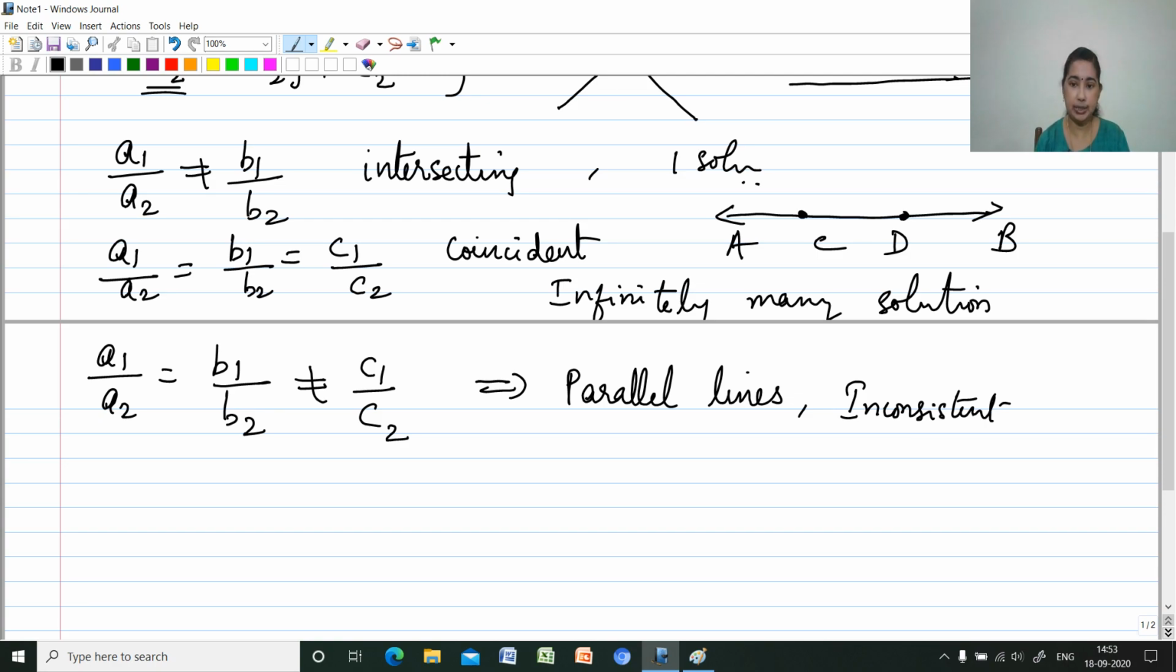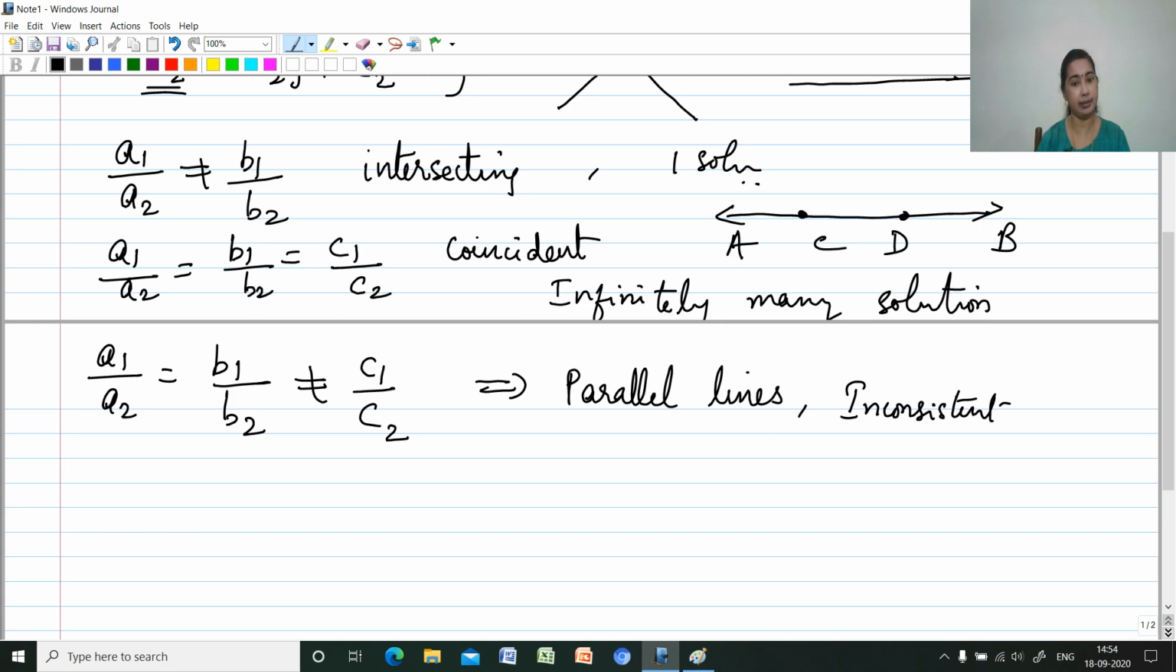If they are coincident lines, then a1 by a2 will be equal to b1 by b2 equal to c1 by c2. So they will be coincident lines. Both the lines will be one upon the other. They will have infinitely many solutions. And the third one is parallel lines.